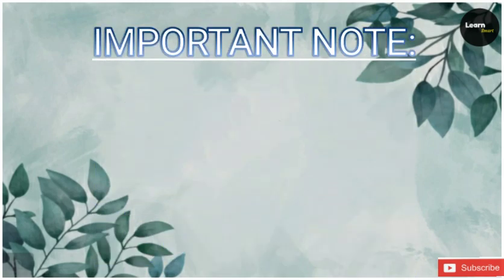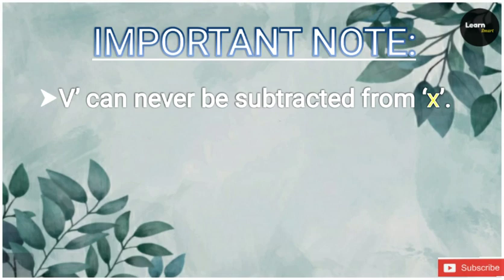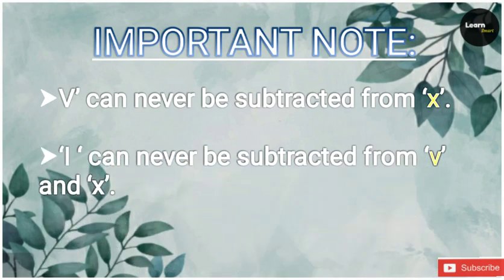Some important notes. V can never be subtracted from X, and I can never be subtracted from... V and X. Because V is the number 5 and X is the number 10. V can never be subtracted from X, and I can never be subtracted from V and X.